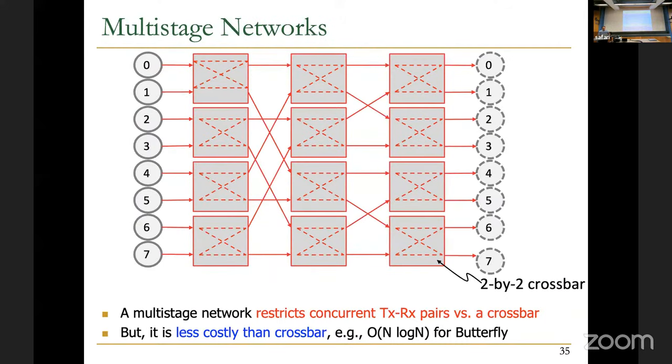So again, a multi-stage network usually restricts the number of concurrent source and destination pairs compared to a crossbar, but it is less costly than a crossbar. Like we said, for example, the cost of a Butterfly network is O(n log n).